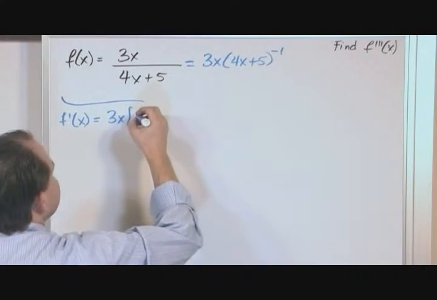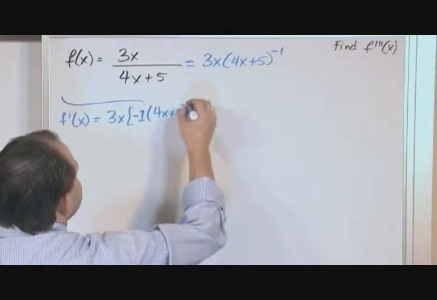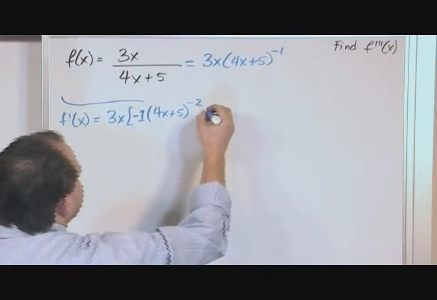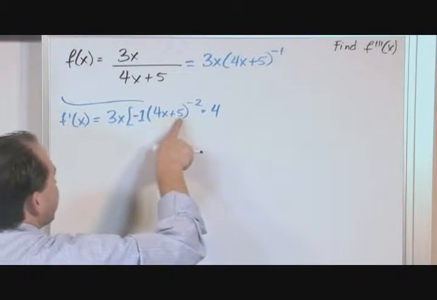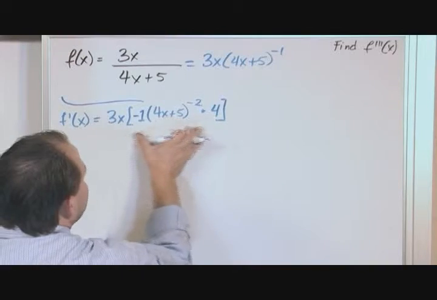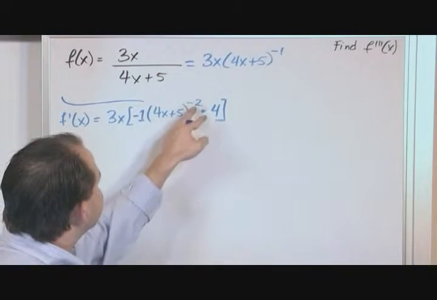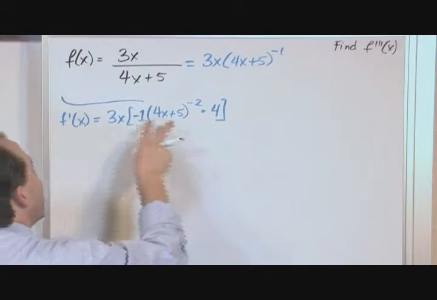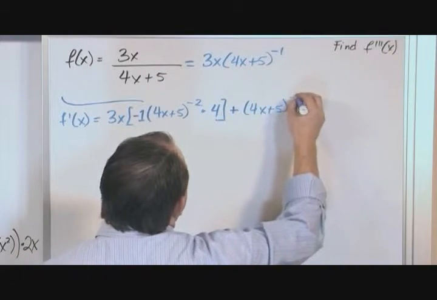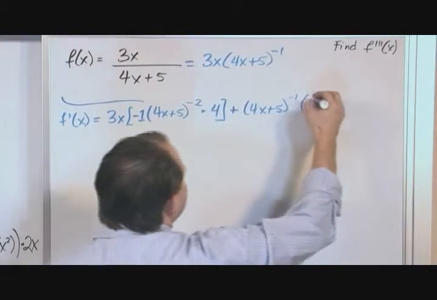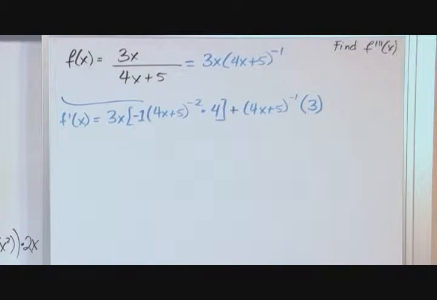The derivative of this guy is negative 1 times the inside, 4x plus 5, raised to the negative 2 because I subtract 1 off, but then I have to multiply by the derivative of the inside, which is 4, because the derivative of this is 4, and the derivative of this is 0. So this bracket quantity is the derivative of this: we take the exponent down, this to the negative 2, times the derivative of the inside. So first times the derivative of the second plus the second, 4x plus 5 to the negative 1, times the derivative of the first function, which is 3. So again, I'm not writing down all the primes, I'm just taking the derivatives in the same line.